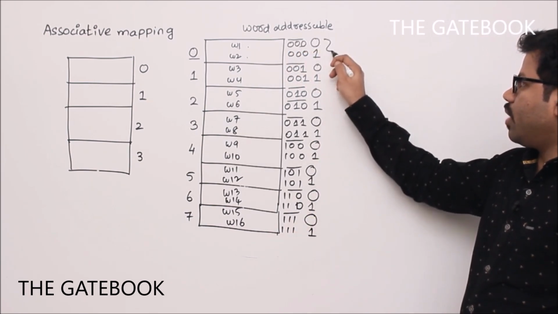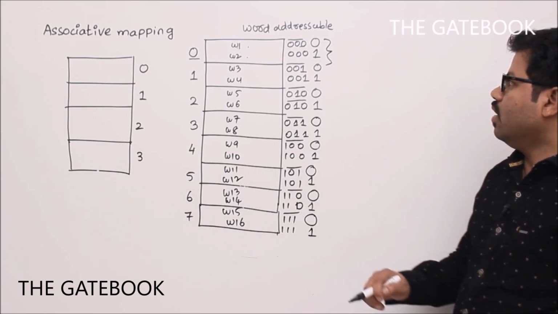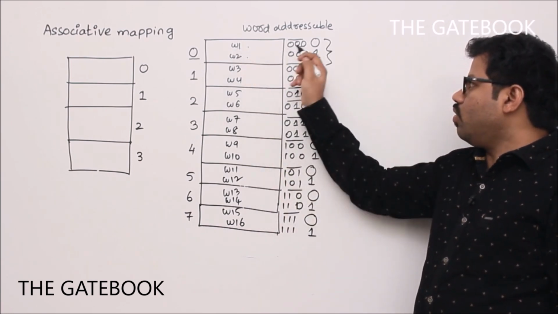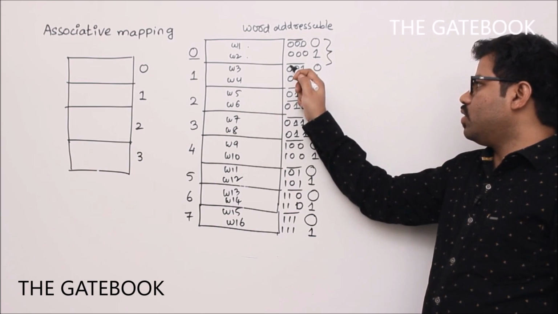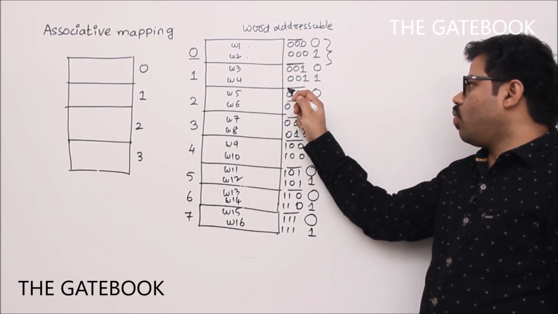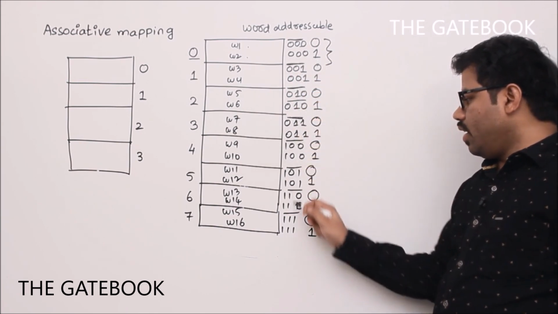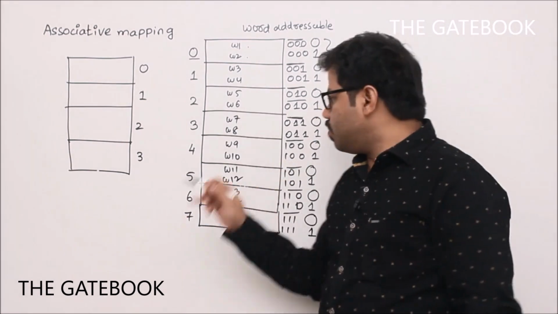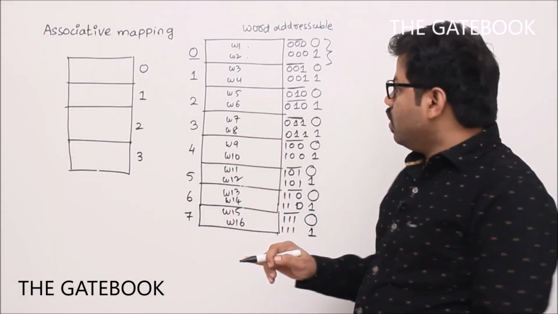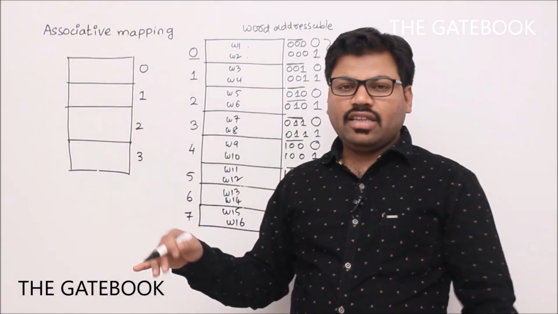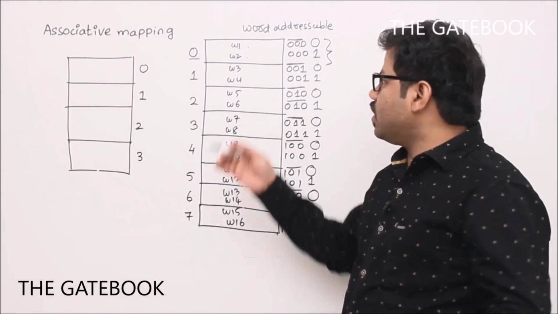Now the last bit is the word offset, and this block 0 is identified by the first 3 positions. 001 means block 1, this is block 2, block 3, in that way. So the first 3 positions identify the corresponding block number. Now there is no mapping, I can say. Anything can go to anything, right? That's why there is no cache index.